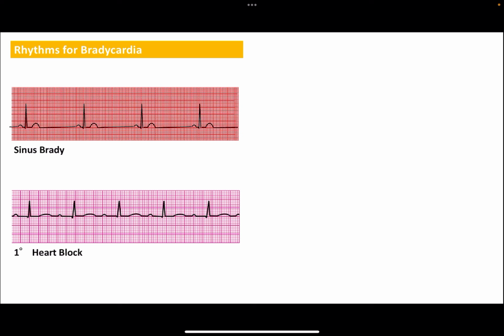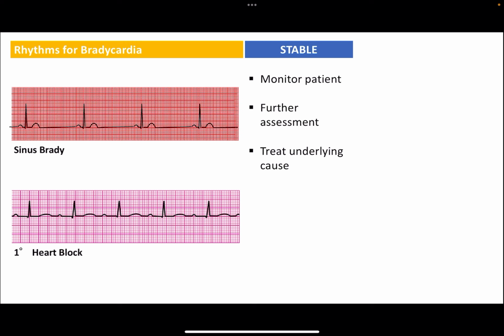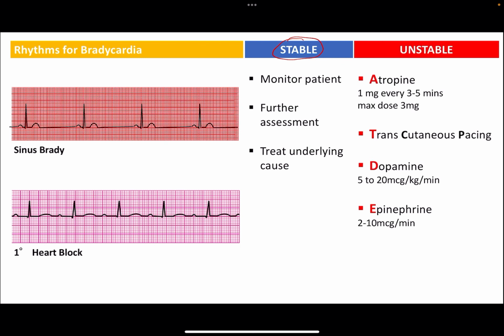All right. So sinus brady, first degree heart block, same scenario. If the patient is stable, if you look at your algorithm again, like what I mentioned, do nothing, monitor the patient. If the patient is unstable, you need to proceed with your all trained dogs eat, or ATDE: atropine, transcutaneous pacing, dopamine infusion, or epinephrine infusion.